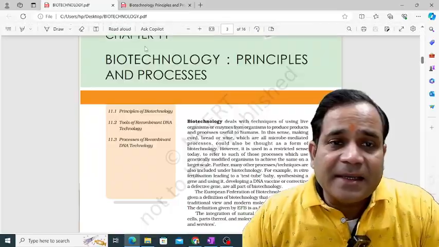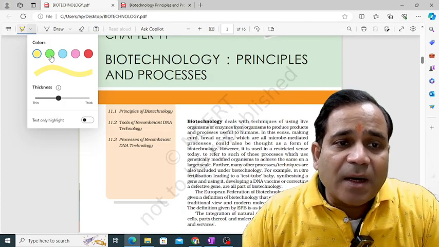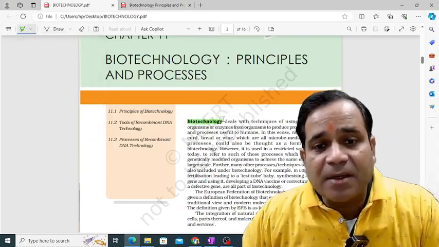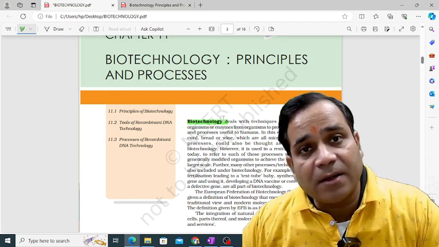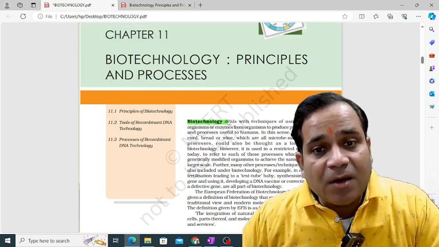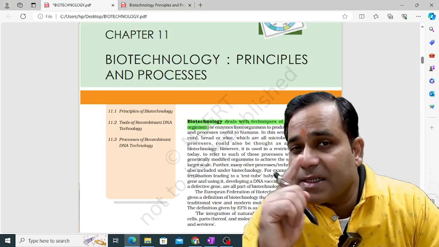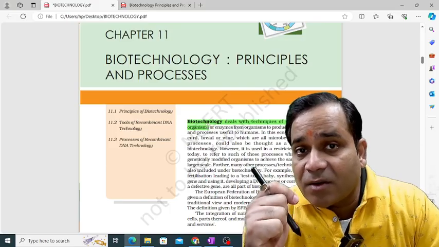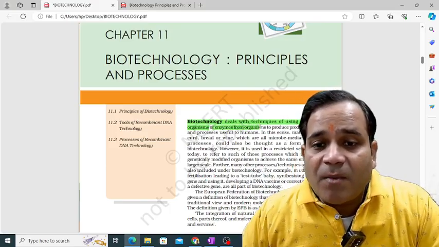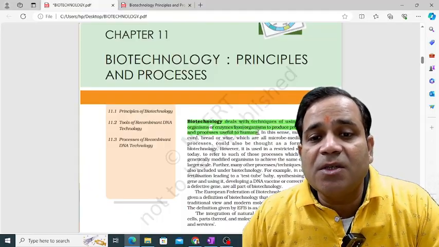If I'm studying this chapter, what is the main motive here? The main motive is to understand what you mean by biotechnology. This is the question. Biotechnology deals with the techniques of using live organisms, organisms which are alive, or enzymes from organisms to produce products and processes useful to humans.